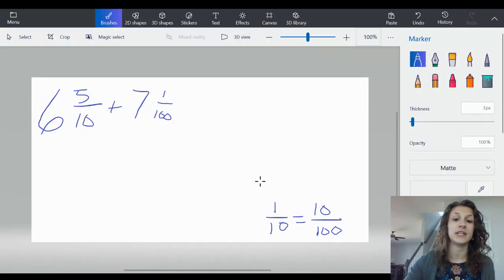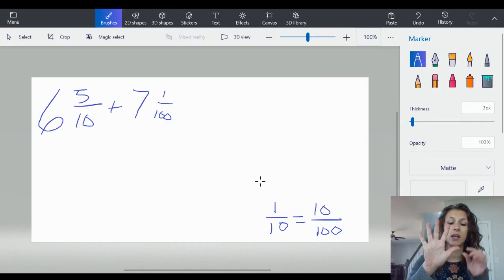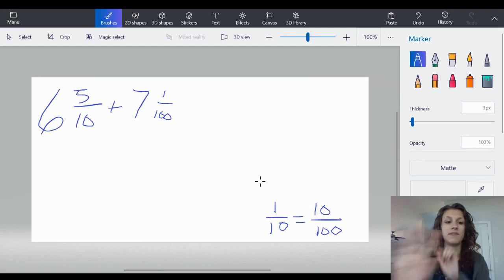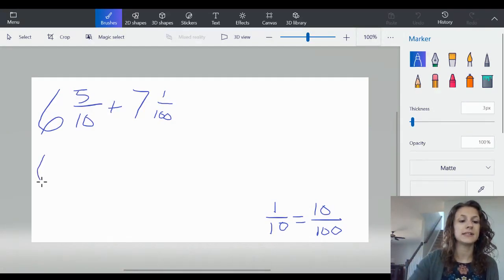Okay, so if I want to change 5/10 to hundredths, each one's a tenth, which is the same as 10/100. So 10/100, 20/100, 30/100, 40/100, 50/100. So this is now 6 and 50/100 because I have renamed it. My value has not changed. I've simply changed how I name it. And I still have that 7 and 1/100.